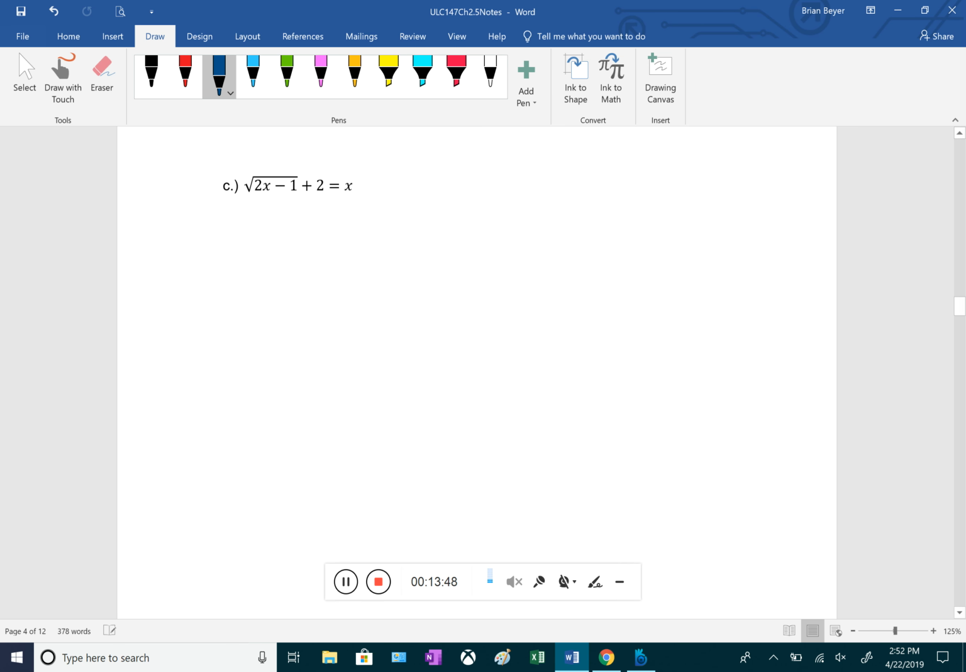Okay, let's do 2 more. So the square root of 2x minus 1 plus 2 equals x. So we have to isolate the square root of 2x minus 1. We have to subtract 2 on both sides, and we get the square root of 2x minus 1 equals x minus 2.